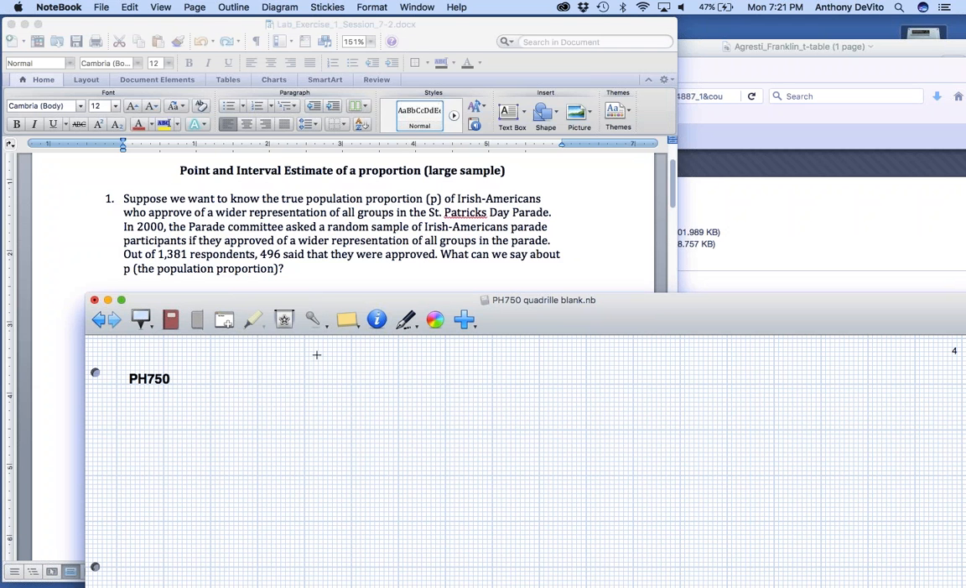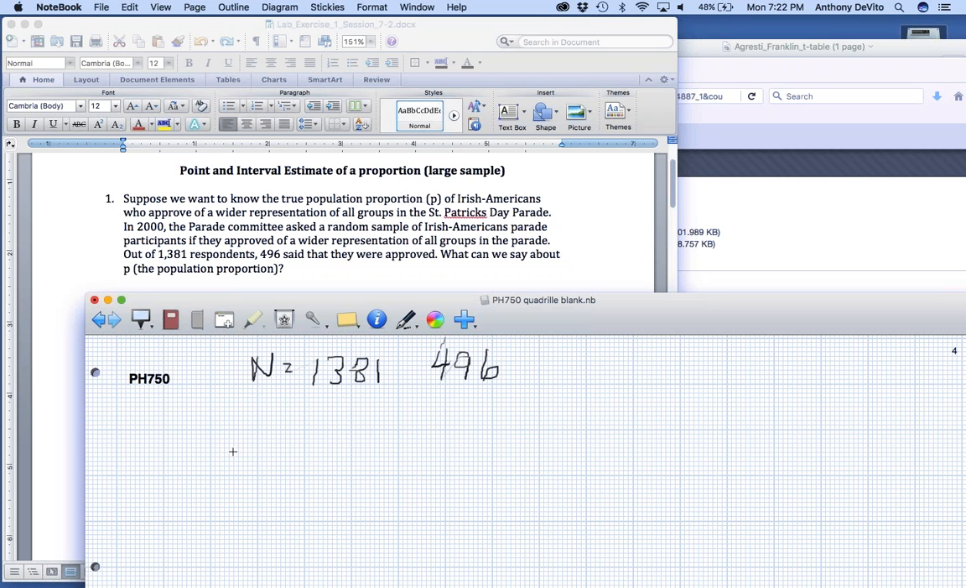So how many did we say we had? We had a sample size of 1,381. And how many approved? 496. So what is our point value here?